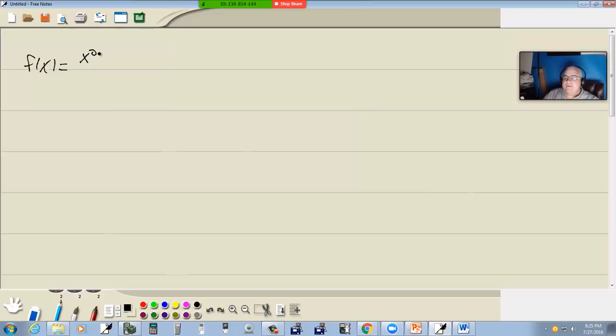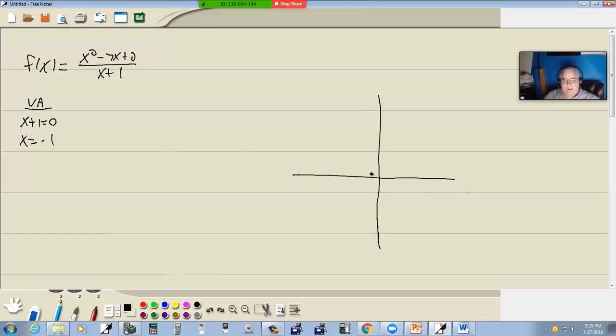So we got f of x is equal to x squared minus 7x plus 2 divided by x plus 1. Now if we went through, just review, our vertical asymptotes, you can't factor the top, so nothing will cancel. So you set your denominator equal to 0. So we got x plus 1 equal to 0, or x is equal to negative 1. Which means I got a vertical asymptote at x equals negative 1. Horizontal asymptote. Degree of the top is 2, degree of the bottom is 1. When the degree of the top is larger, there is none. So there's no horizontal asymptote.